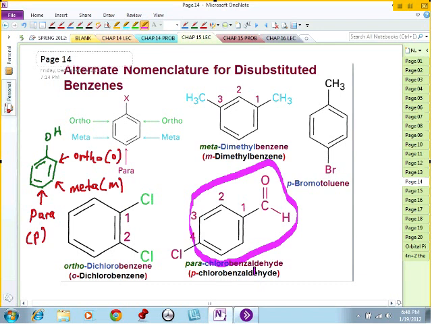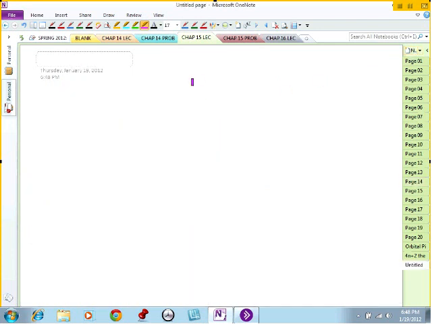Brian, go ahead. Okay, let's see. What if they are different? Let me draw this. The question Bia is asking, what if the substituents are different? Say we say bromine and nitro, right? Is that what you mean? So how will you name this?